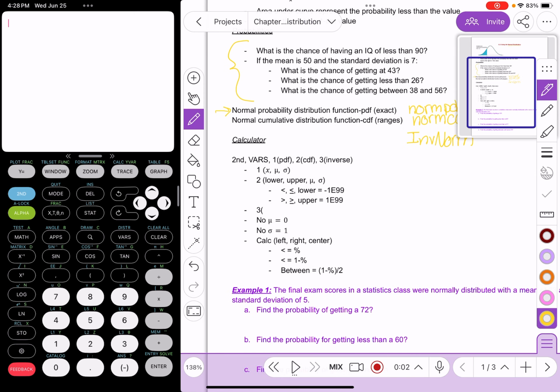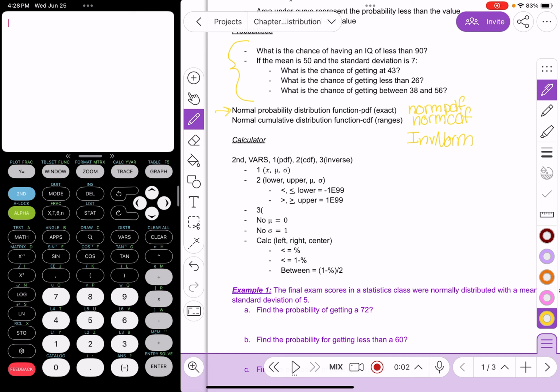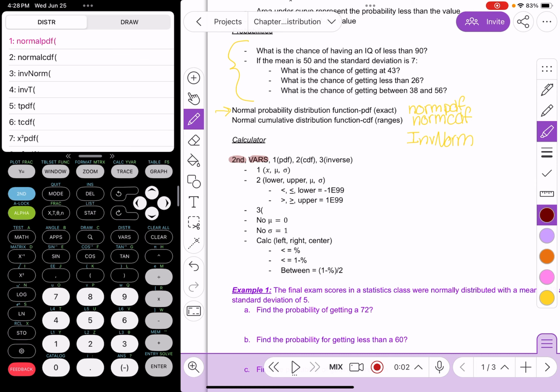So we're going to use the calculator or the app. Like the binomial PDF function, on our calculator, we're going to use the second button, which is that blue button, vars, which is near the arrows. But this time, instead of going all the way down to A, B, and C, we're using 1 for the PDF, 2 for the CDF, and 3 for the inverse.